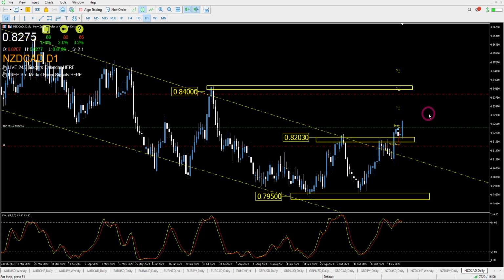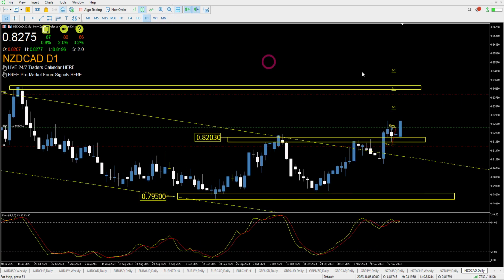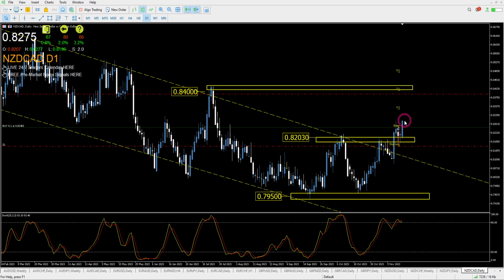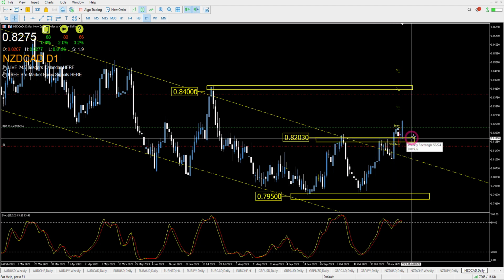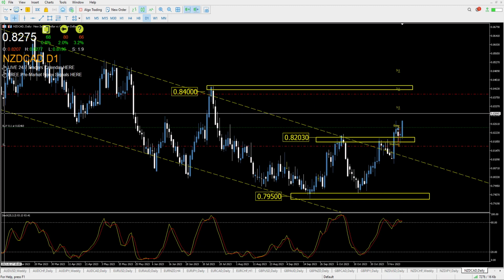So heading over to Kiwi CAD, this is the current position. Daily chart perspective looks pretty good here in terms of the fact that we've breached this 0.8200 level. We kind of retested that level as supporting highs. And price is now looking to potentially extend to the next level of resistance.